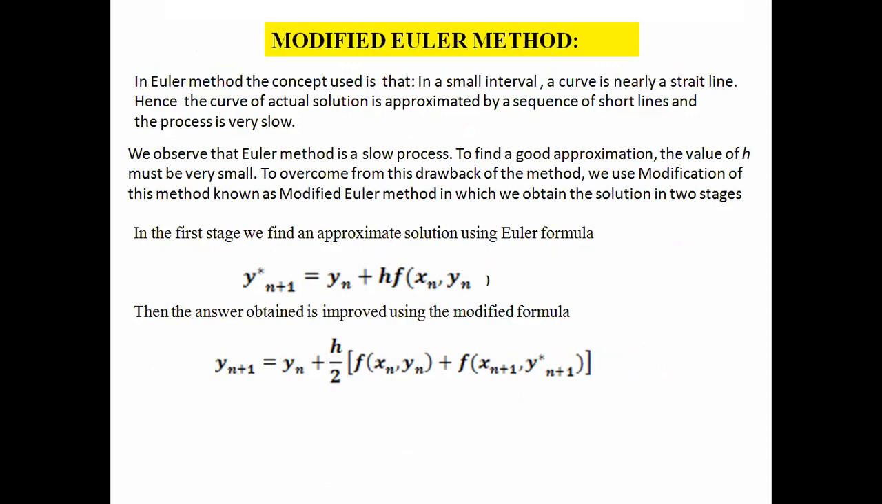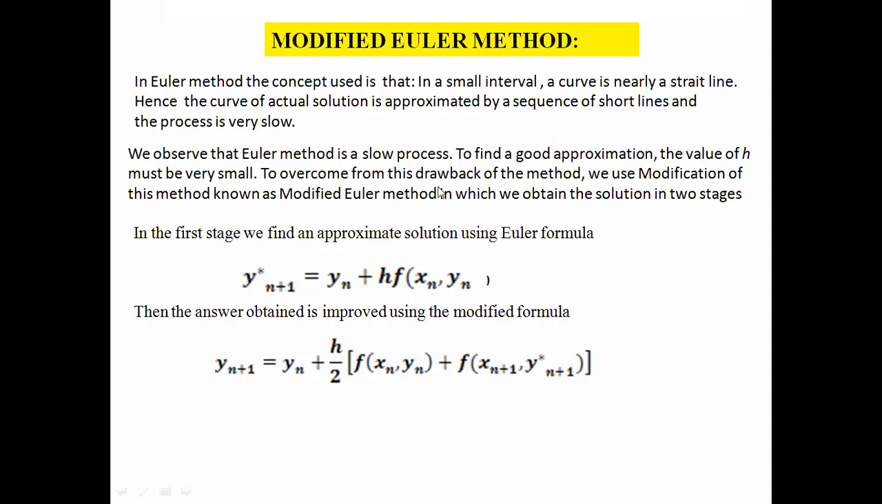So improving the answer obtained in Euler's formula means here we need two formulae. One is to get an approximate solution by Euler's formula. Then we modify this, and that is also done by Euler itself. So two formulae we use to find a solution by the modified Euler method. The modification is only for the answer obtained from Euler's method. Don't think the modification is directly another formula, but it is a modification of Euler's formula. So let us see how to do this.